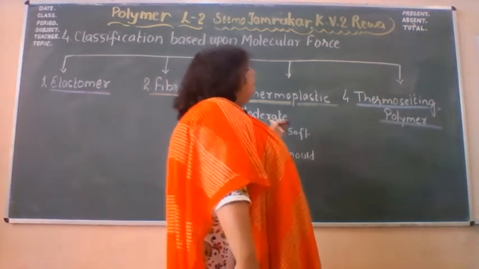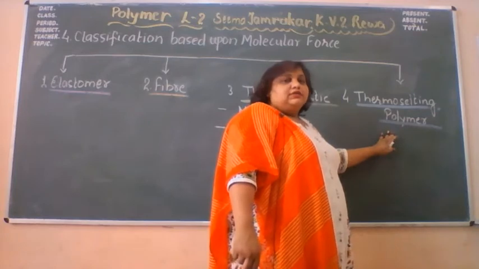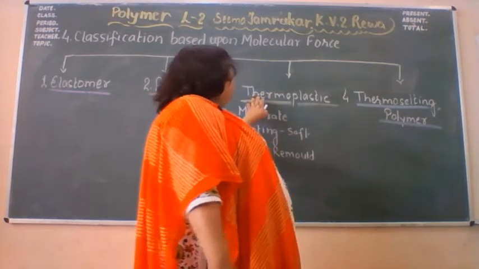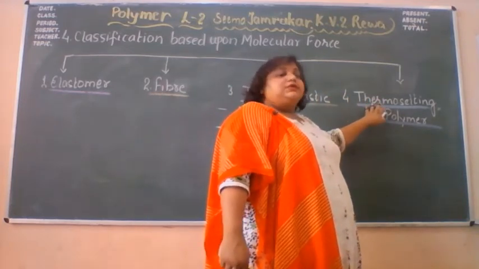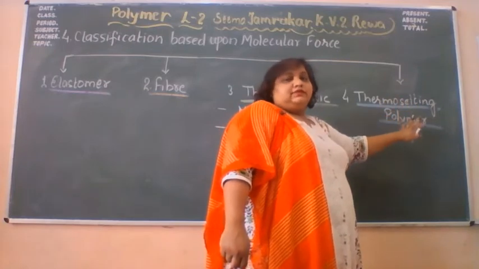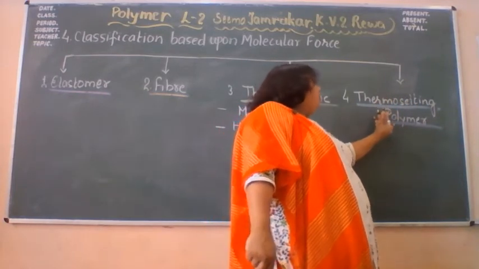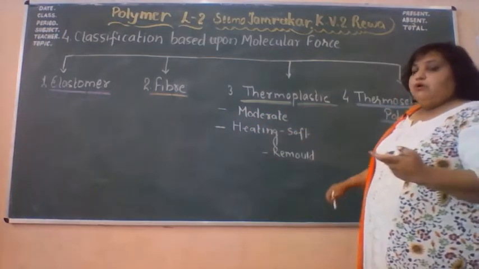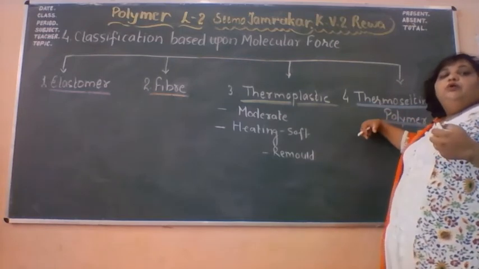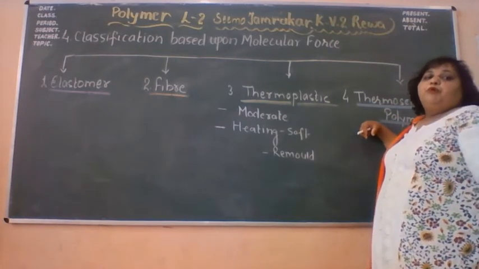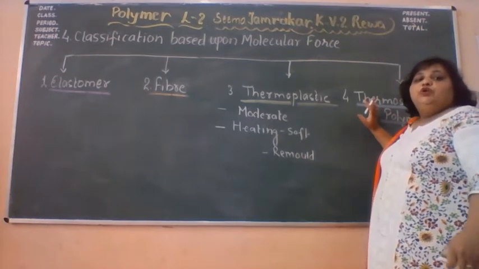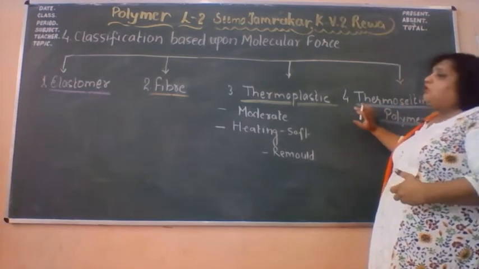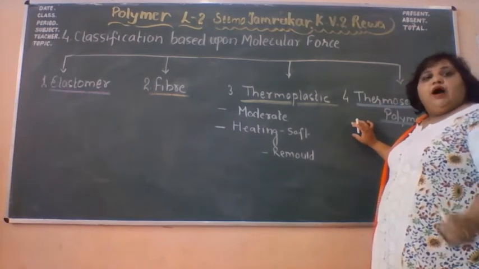Now I am moving to the last category of the polymers. This is thermosetting polymers. Thermo means temperature, setting means get set. If any polymer gets set on heating, you cannot reheat it. It does not have the property to be reheated, recycled, or remolded. Whatever you heat, it is going to become very hard and tough.